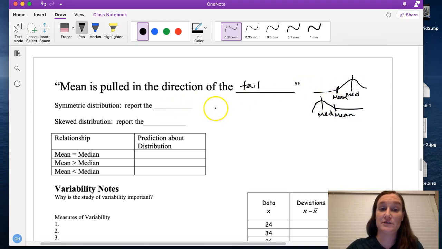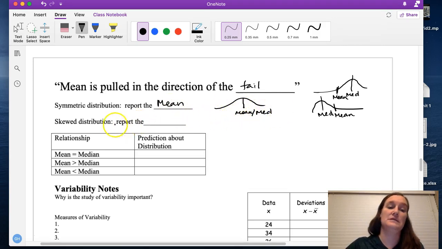For a symmetric distribution, ideally your mean and median would be in the same place. They'd be right smack dab in the middle, because that would be halfway through the data, and your mean would also be right there. For a symmetric distribution, you should report the mean. Typically, think of it kind of as being more accurate. But in a symmetric distribution, really they should be the same or close to the same. In a skewed distribution, you're going to report the median because that is less susceptible to the outliers.